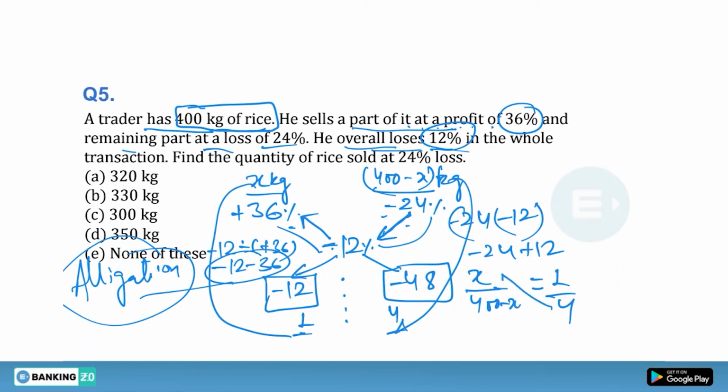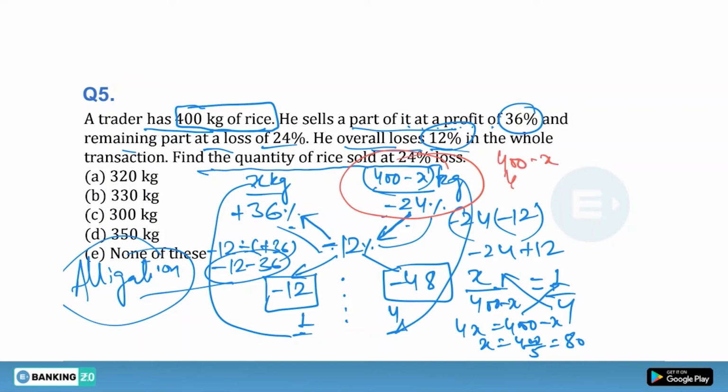Now you just need to do cross multiplication. 4x equals 400 minus x. So x will be what? 400 divided by 5, that means 80. In the question it is asked to find the quantity of rice sold at 24%. That means we need to find the value of 400 minus x. So 400 minus this value 80, that means 320 kg will be your right answer. A will be your right answer.